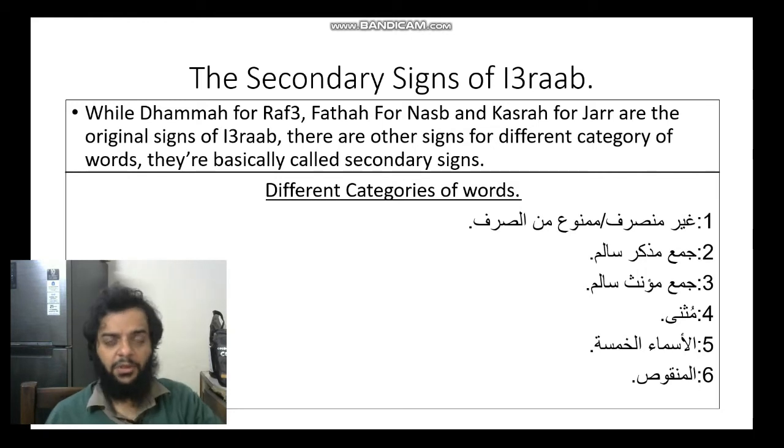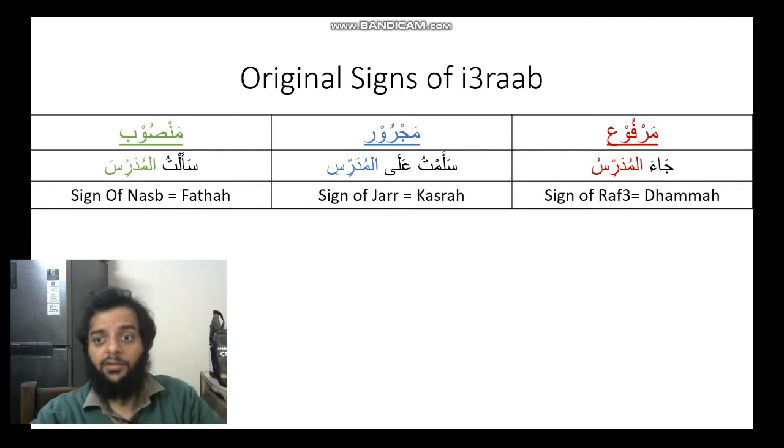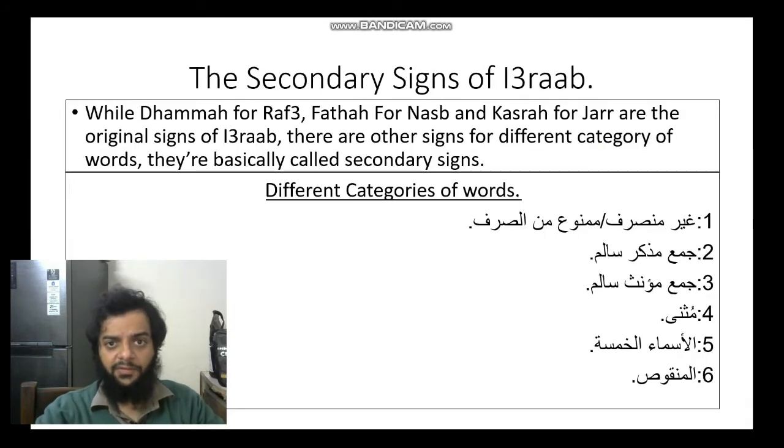So there are basically different categories of Arabic nouns. I just wrote 6 here, and we will be only discussing 5. This manqus, and there are a few others we will inshallah discuss in later videos. So these 5 are some of the most important or basic words. Note that these categories of words are out from the original words, like the words which we discussed here. So different categories of words apart from the original words.